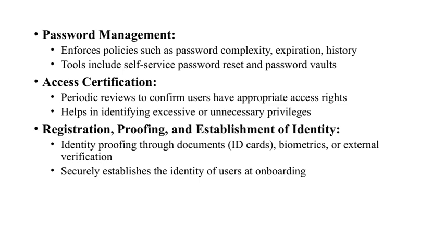Finally, let's discuss registration, proofing, and establishing identity. When new users join, we need to verify their identities securely. This can be done through various means, such as checking official documents like IDs, using biometrics like fingerprints or facial recognition, or leveraging external verification services. This process ensures that we confidently establish who our users are right from the start, which is fundamental for maintaining a secure environment. All these elements, password policies, access reviews, and identity proofing, are interconnected.